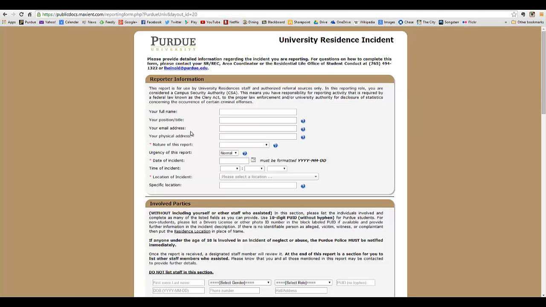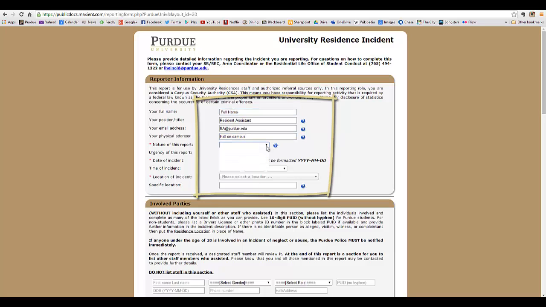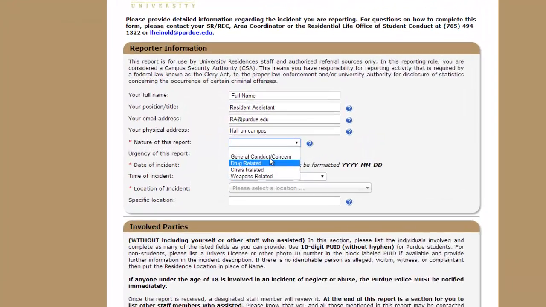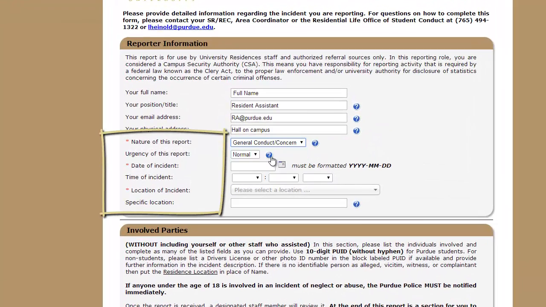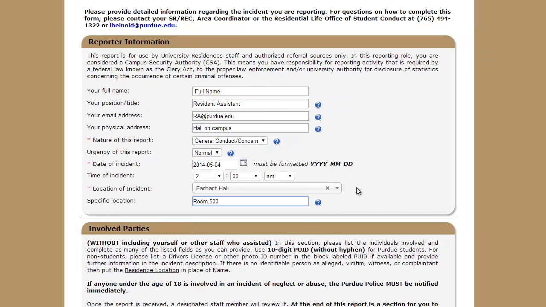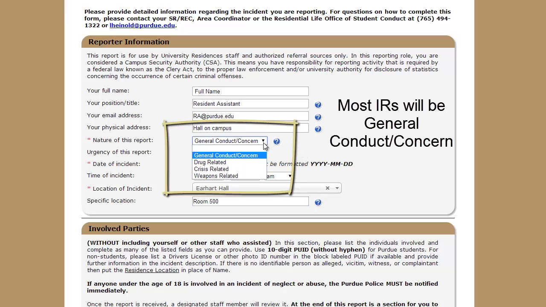You will start writing your incident report by filling out some items about yourself and about the incident in general. After filling out the top 4 lines, consider the following items about the incident: the nature of the report, the urgency of the report, the date, time, and location, and the specific location. The nature of this report should reflect what you feel makes the most sense given the incident. Anything that does not fit the latter 3 should be a general conduct concern incident.